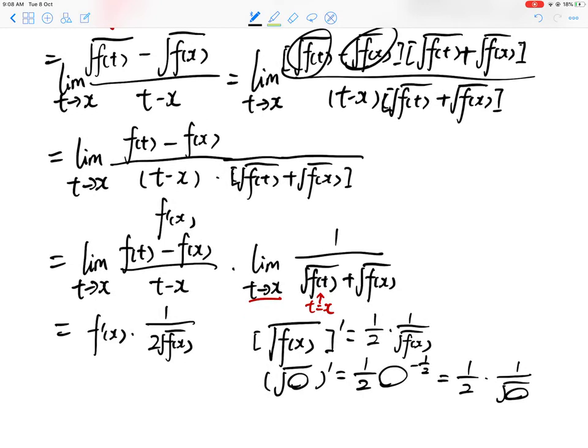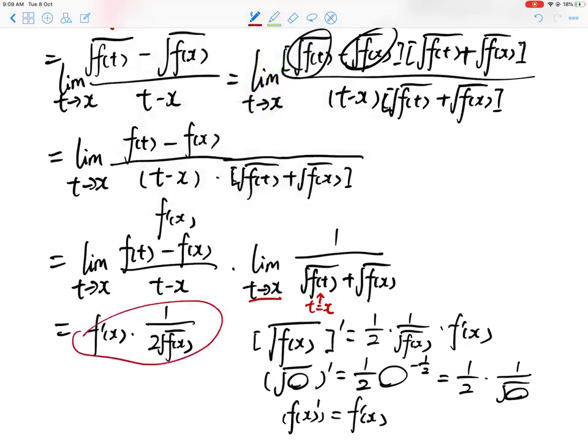Then you ignore the square root sign. Then it's just what is f(x)'s derivative. f(x)'s derivative is just f prime x. So it's just this times f prime x. So if you use the chain rule, you should get the same result. You expect to get the same result because one is the definition and one is the chain rule. Actually, the chain rule is derived from the definition. So we first have the definition, then we have the chain rule.